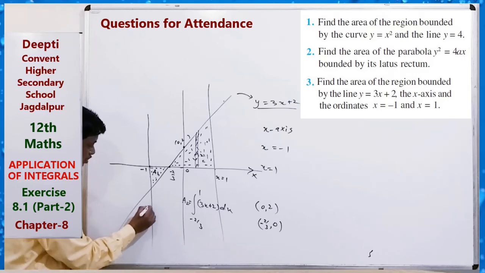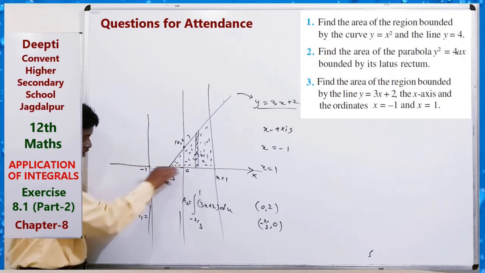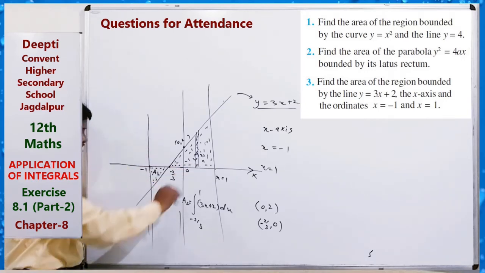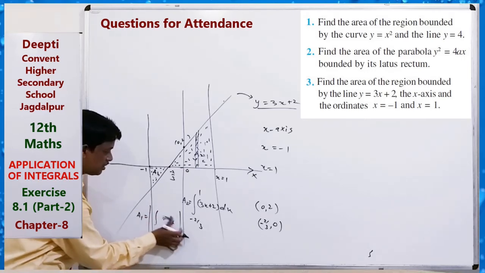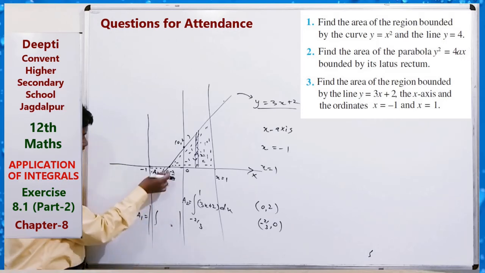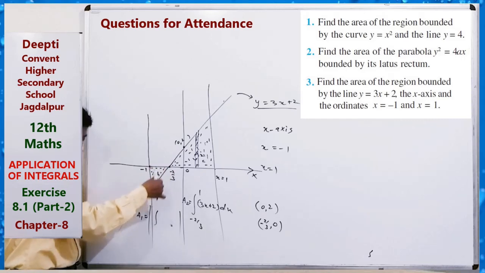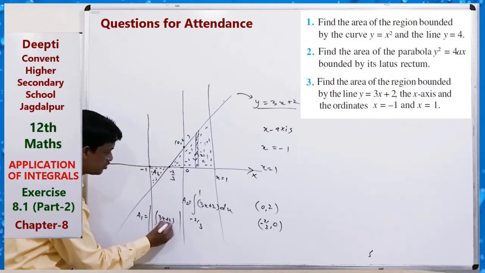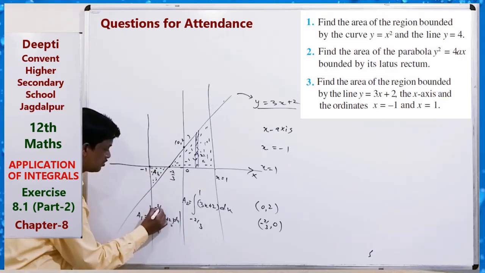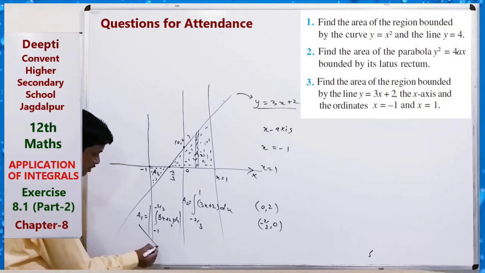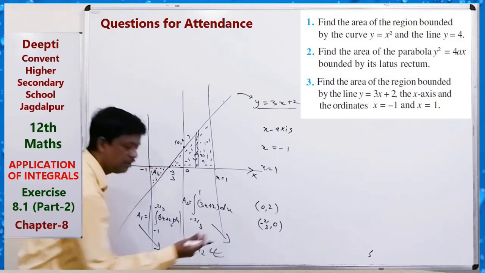A1 equals, we have to take the modulus sign because this area lies below the x-axis. So modulus of the area, also y dx. Y means here the curve is 3x plus 2 dx. The limit will be minus 1 to minus 2 by 3. So you can get this result and you can get that result, the sum of A1 plus A2. That will be the answer.